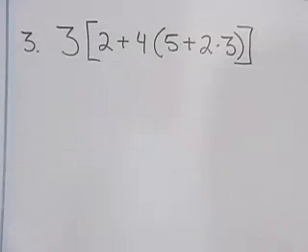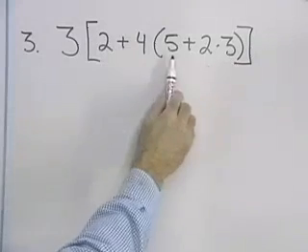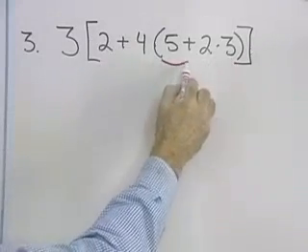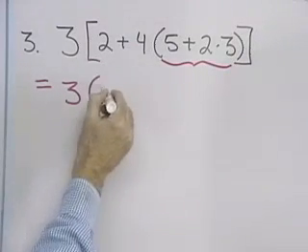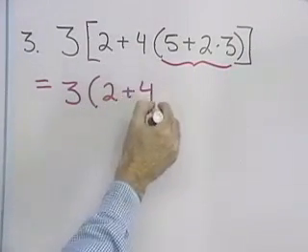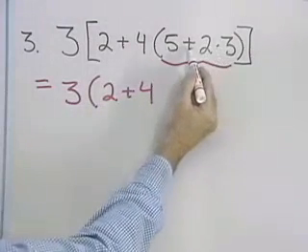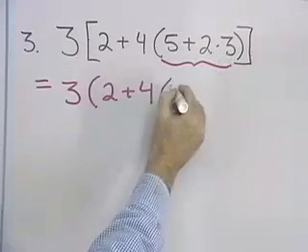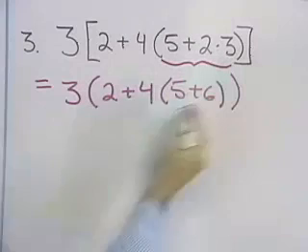So problem number 3, we want to simplify 3 times this quantity, 2 plus 4 times, and then inside the parentheses here, 5 plus 2 times 3. So my rule tells me that I want to go inside the innermost parentheses first, and then I simply apply that rule for order of operations inside there. So here I have 5 plus 2 times 3. I have multiplication and addition. I'm going to multiply first. 2 times 3 is 6. So I'll have 5 plus 6. Close that parenthesis, and then this one too.